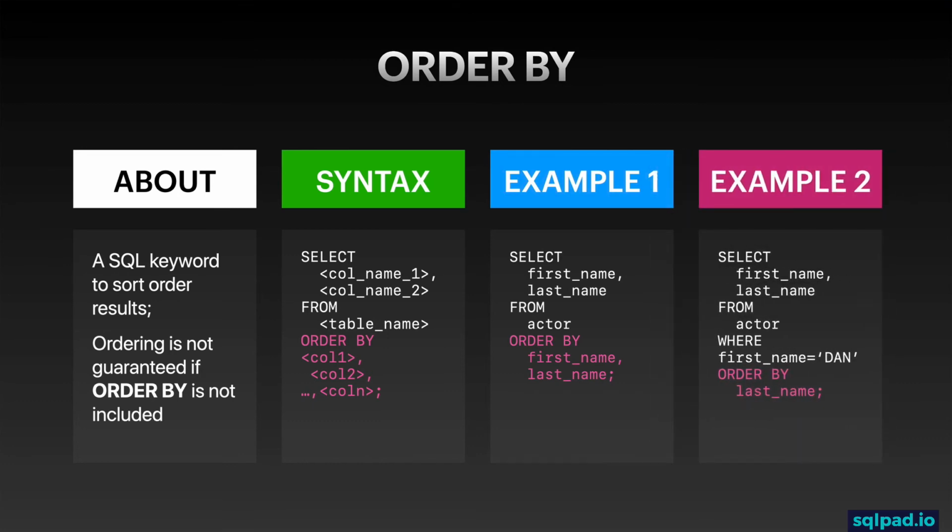Very often, order by can be combined with other conditions or other statements, such as where. So here I wanted to retrieve all the actors' records whose first name equals Dan, and I want to order them by the last name.